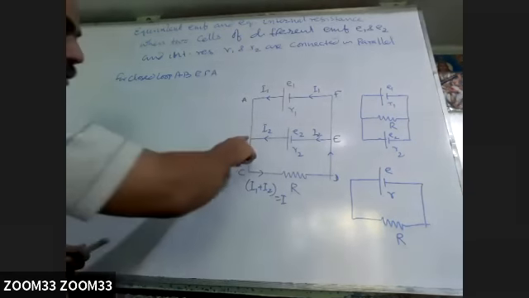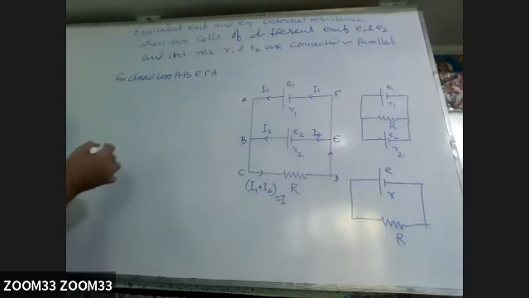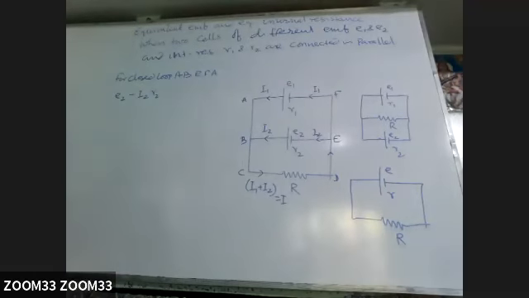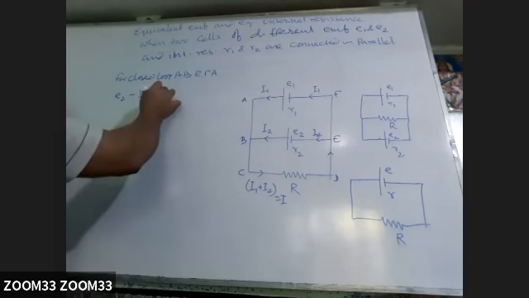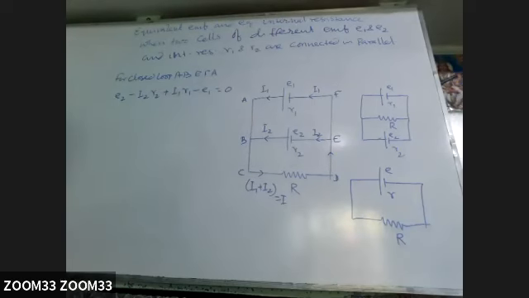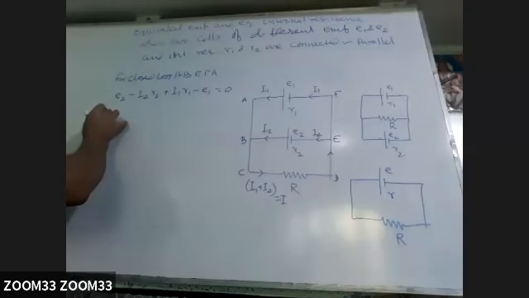A to B, no potential difference. B to E, what will be? E2 minus I2 R2. Okay, very good. E to F, 0. F to A. You see? Yes, sir. So we got this equation, I1 R1.